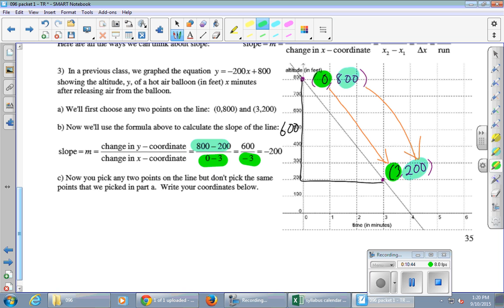That right there is called the slope of the line. It is a measure of steepness. What we're going to do is pick 2 different points. Not these 2. Let's pick 2 other points. Somebody shout out another nice point that's on that diagonal line.